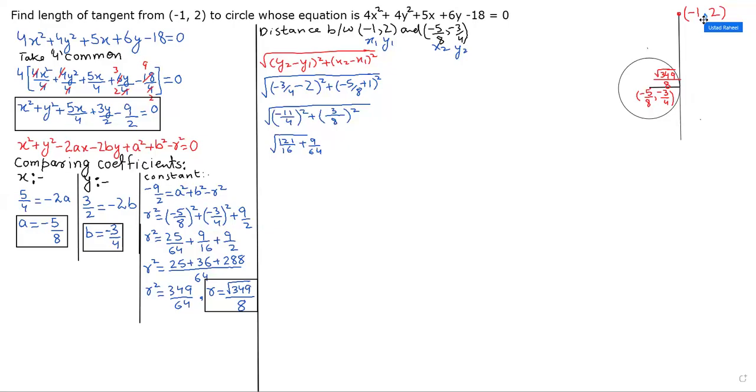Okay, so I will take the LCM. When I take the LCM, this whole thing will become 64. So in the table of 16, 64 comes at 4. Okay, 64 comes at 4. So when I multiply it, it will become 484 plus 9. Right, guys?